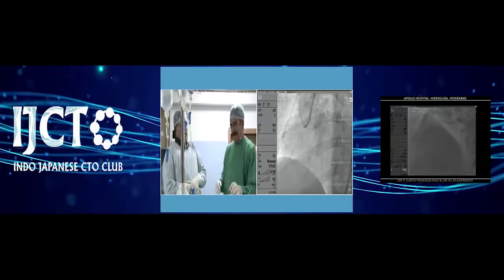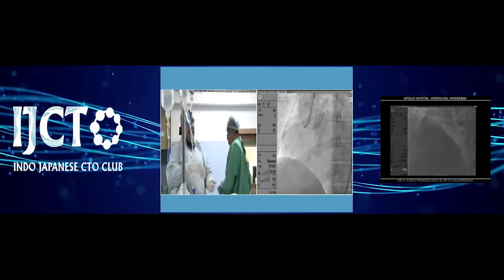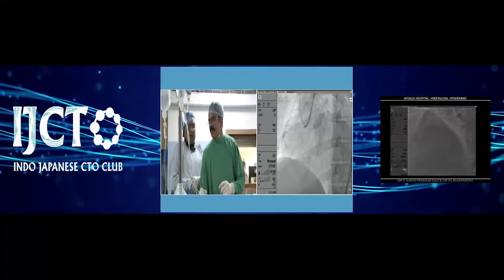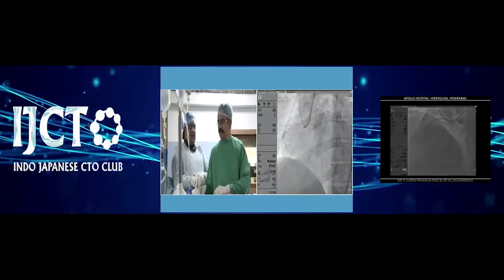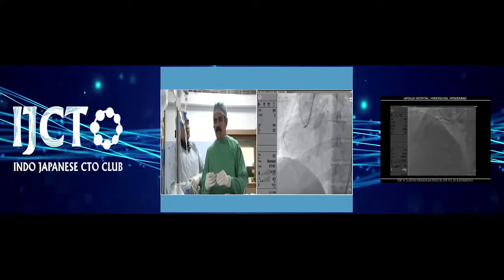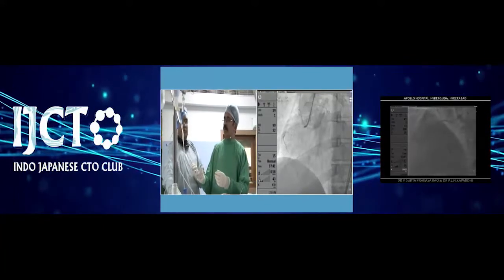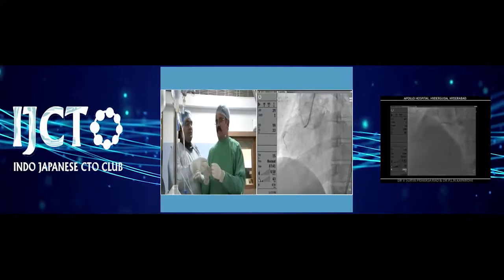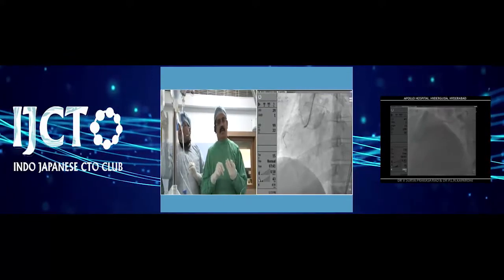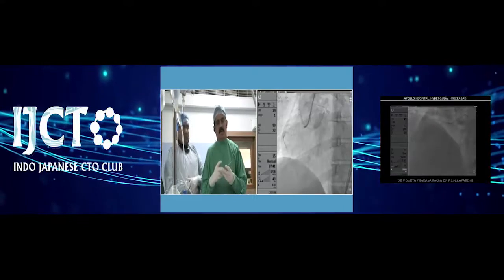So we want to cross the residual collateral using a tapered wire with a low tip load. Yeah, I think it's a very good choice. It's very atraumatic, and our Japanese colleagues use it as the new XT, actually. They prefer to start with the R.